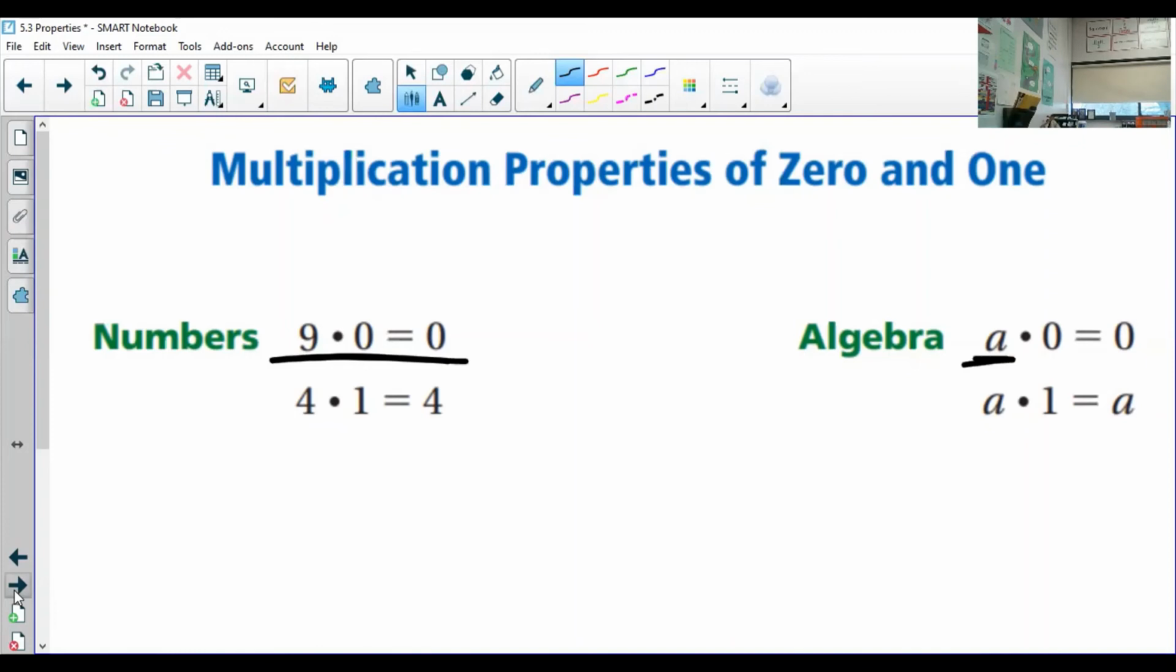So this is similar to the addition property of 0, what we just did. But in multiplication, it's times 1 instead. We're going to pause right here.